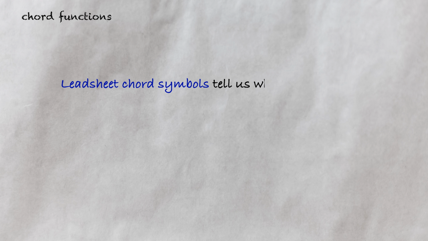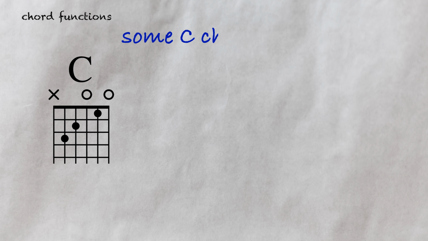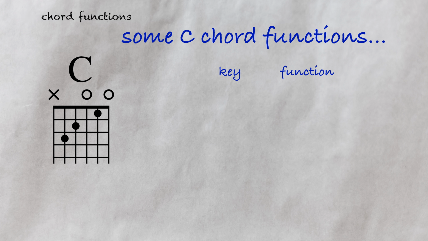Lead sheet symbols tell us everything we need to know to create the right chords, but they don't tell us anything about the function of the chords, which is what the chords do. We could just write C, and then that alone doesn't tell us the function. So here are some functions that a C chord might end up fulfilling.